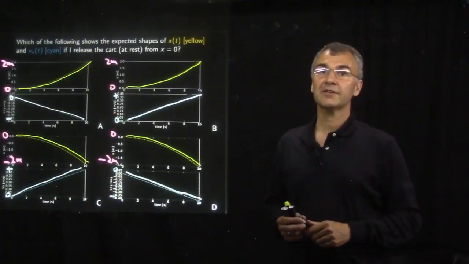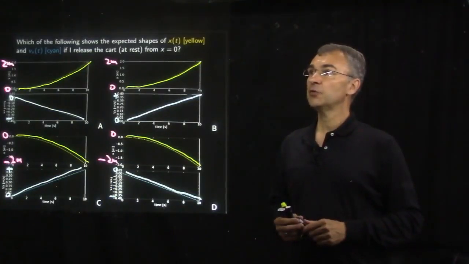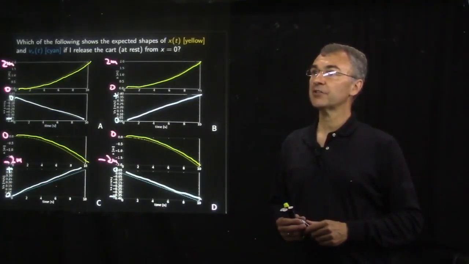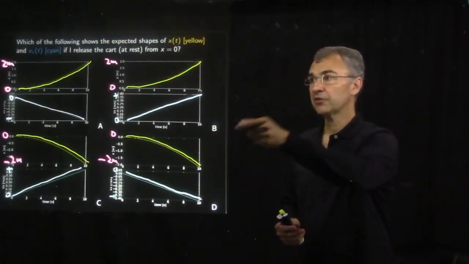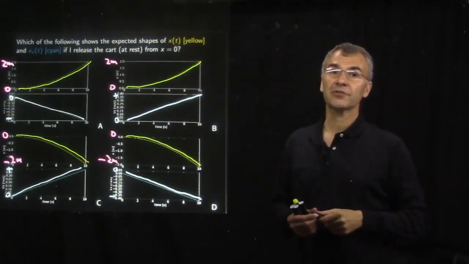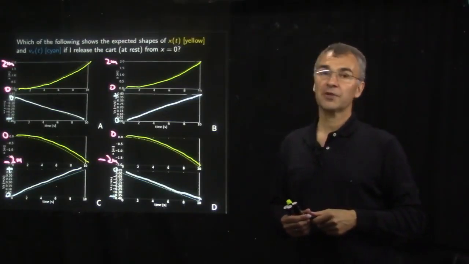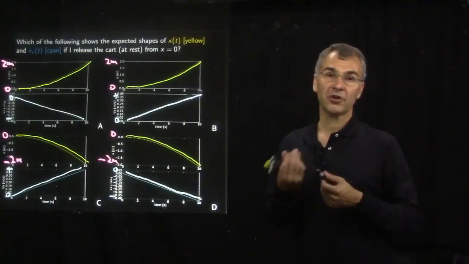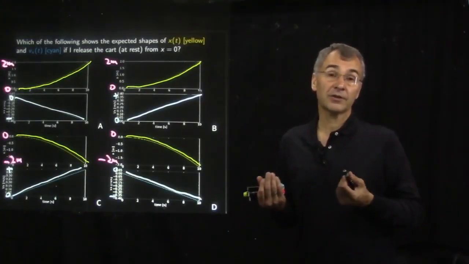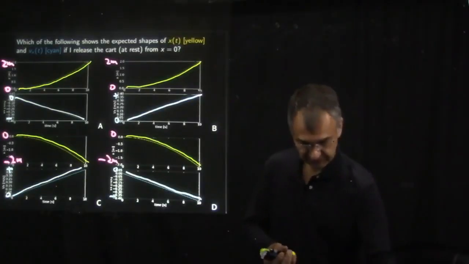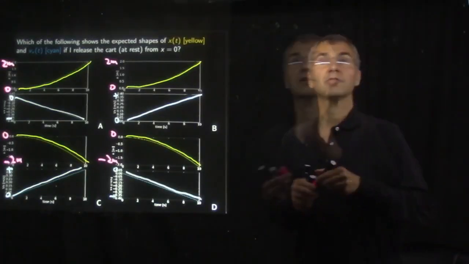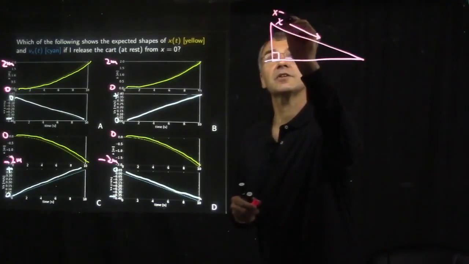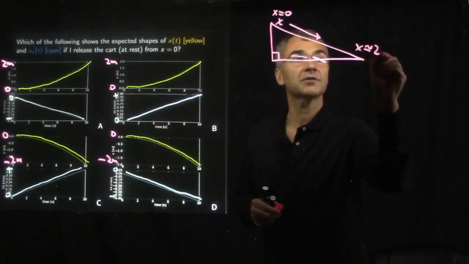Let's look at these 4 graphs and see which one you think shows the expected shape of x of t, which is in yellow, and of v sub x of t, which is in light blue, if I release the cart at rest from x equals 0. So x would start at 0, and the cart goes downhill. I release it from rest. And remember, the x-axis in this problem points downhill. This is x equals 0, and this is x around 2 meters.